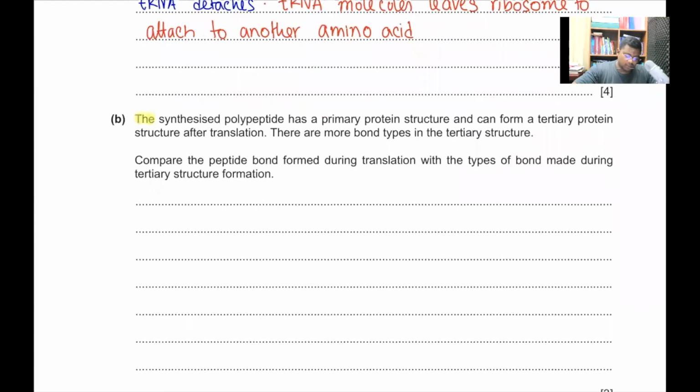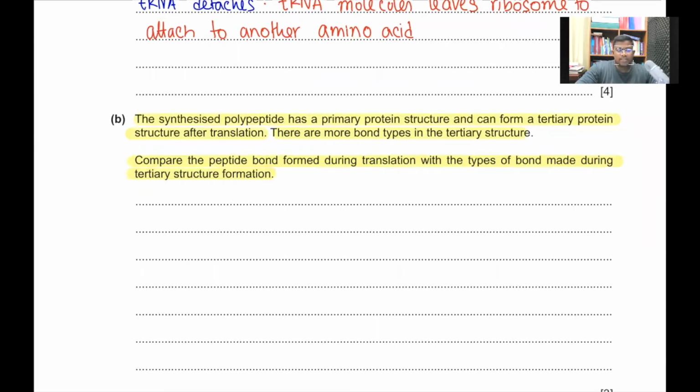Part B. The synthesized polypeptide has a primary protein structure and can form a tertiary protein structure after translation. There are more bond types in the tertiary structure. Compare the peptide bond formed during translation with the type of bonds made during tertiary structure formation.